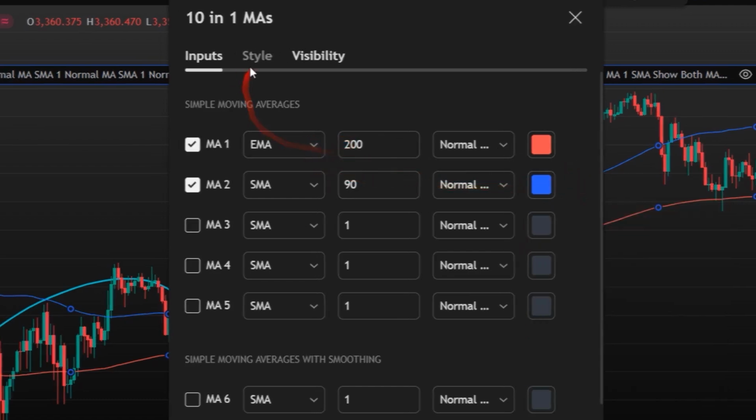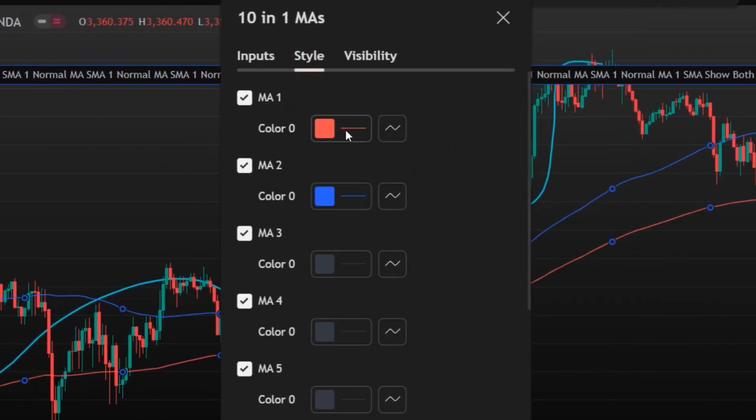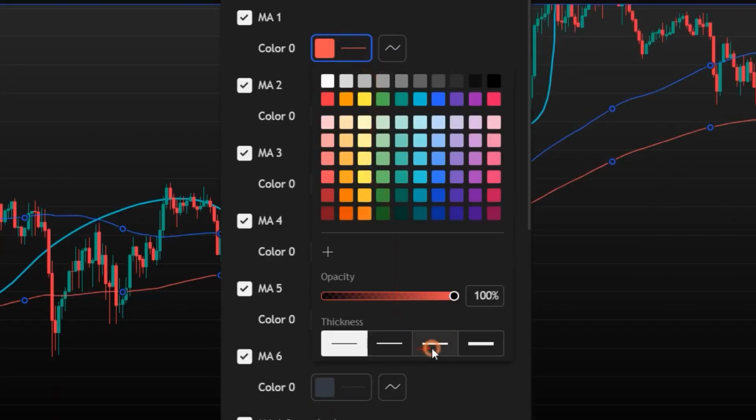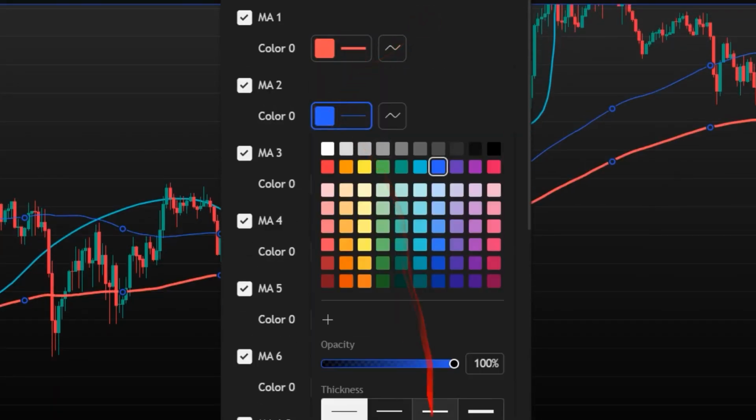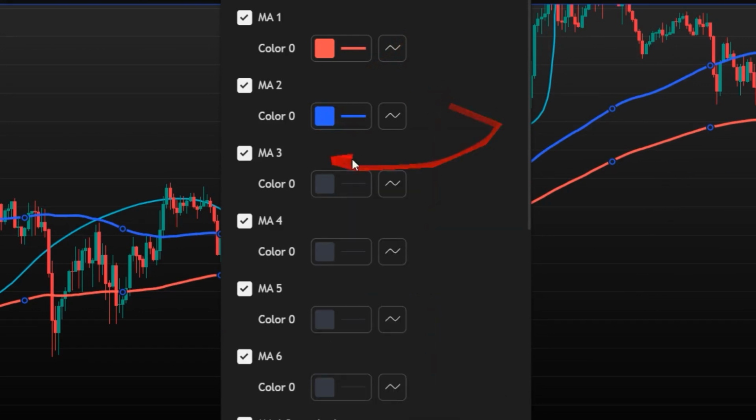I also like to change the colors, maybe something like red for the 200 EMA and blue for the 90, so we can clearly see the difference.